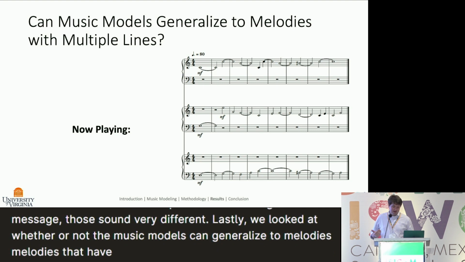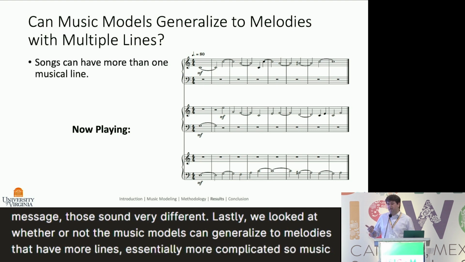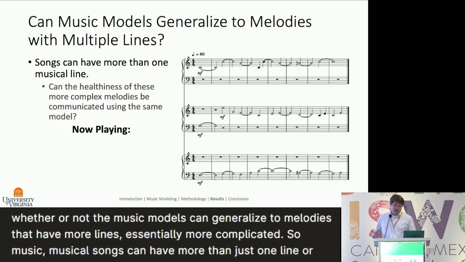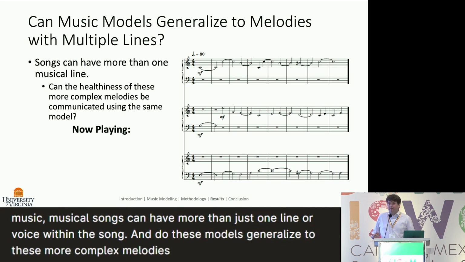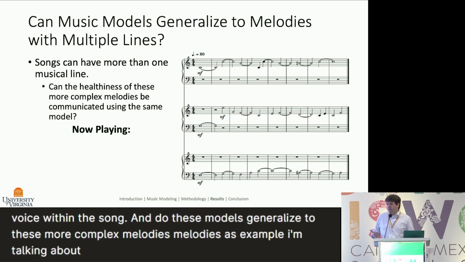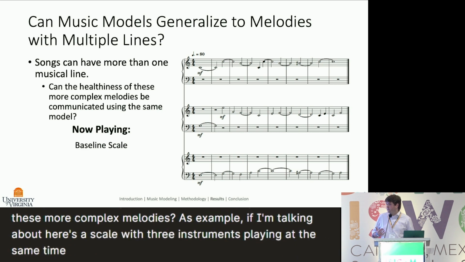Lastly, we looked at whether or not the music models can generalize to melodies that have more lines, essentially more complicated. So musical songs can have more than just 1 line or voice within the song, and do these models generalize to these more complex melodies? As an example of what I'm talking about, here's a scale with 3 instruments playing at the same time. And a song.